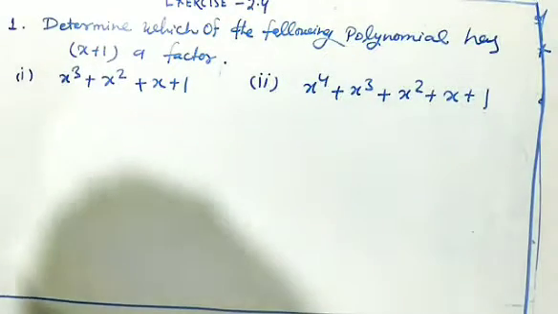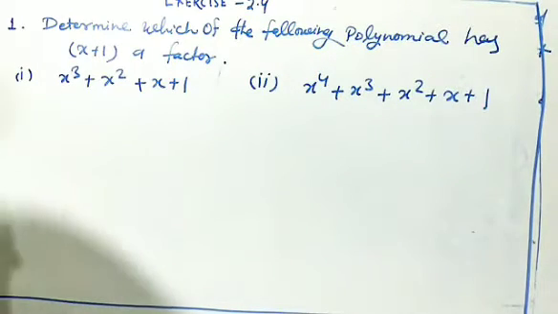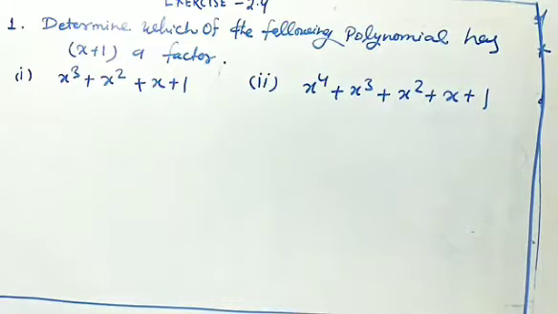So next exercise is 2.4, and I am talking about the question number first. Determine which of the following polynomials has x plus 1 as a factor. So we have to check whether x plus 1 is a factor or not. The polynomials given are x cube plus x square plus x plus 1, and second is x to the power 4 plus x cube plus x square plus x plus 1.